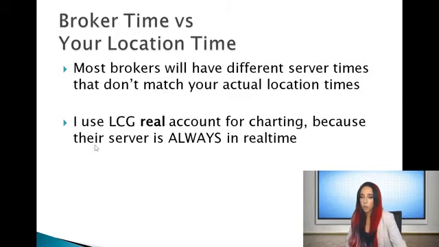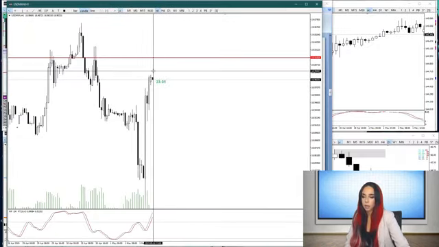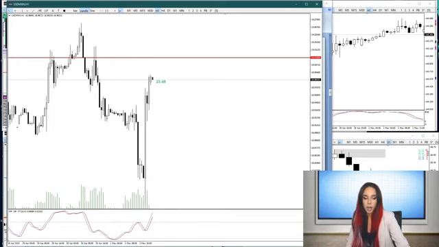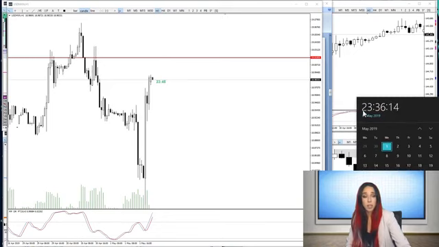For my own charting purposes, I use an old real account from LCG, from London Capital Group. The reason why I use LCG is because their liquidity provider is based in London, which means when I hover over my charts, the server time will exactly match my own location real time. And to show you that, if I hover over the current 1-hour candle in this USD Mexican peso, you can see that it says it's 11 o'clock at night. So it's the candle for 11 p.m. And if I show you my local time, you will see that indeed we are in the hour of 11 p.m.